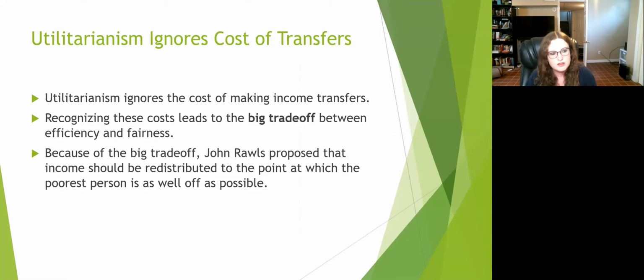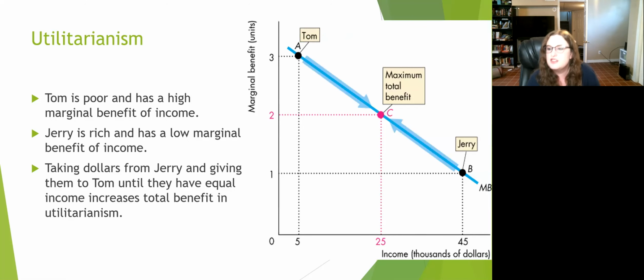Now there's some problems with it too. Utilitarianism ignores the cost of transfers. Notice I said just give stuff from Jerry to Tom. What about the cost there? You'd have to hire someone to go over here and figure out how much Jerry has, and then take some of what Jerry has and physically move it all the way over to Tom, which might take some time, and there might be some costs associated with that. Then you've got to pay that person. There are transaction costs. It doesn't all happen simultaneously or smoothly.